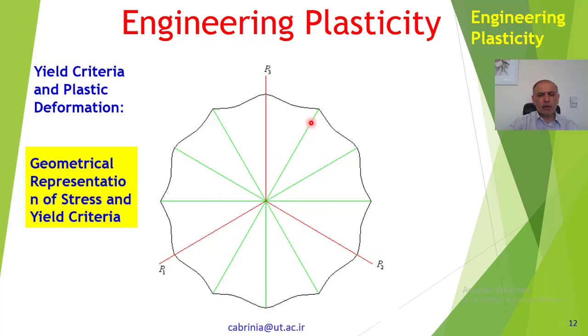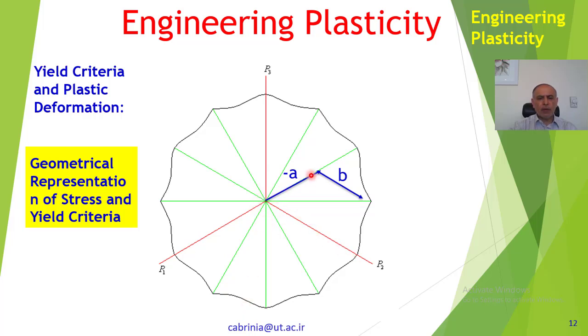Now we want to see how the stress components change on this deviatoric plane. What I'm going to do is draw the components of a stress along P1, P2, P3 like this. For instance, P1, because that's O, and that's the positive direction, so this is the negative direction. That's the positive direction, this is negative direction, and so on.